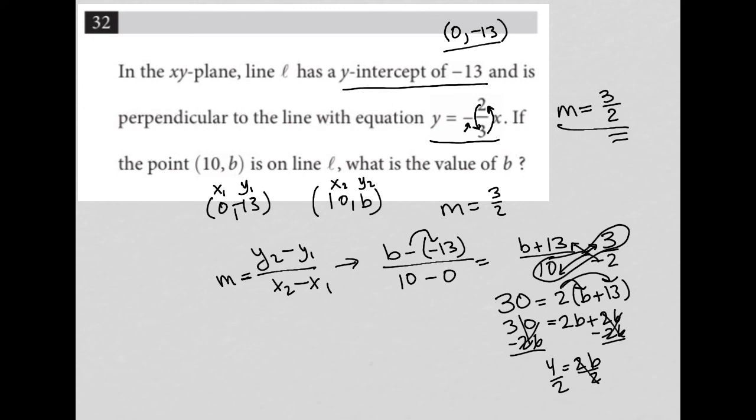And I end up with b is equal to 2. So the value of b is equal to 2.